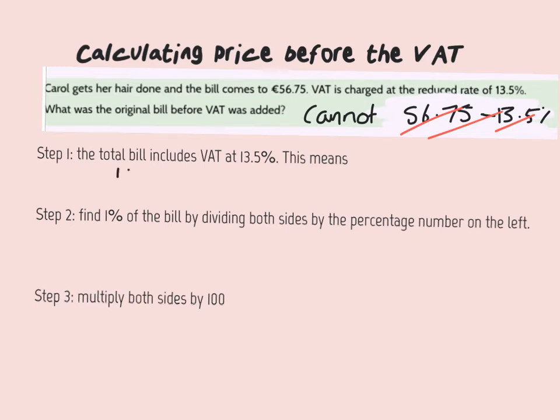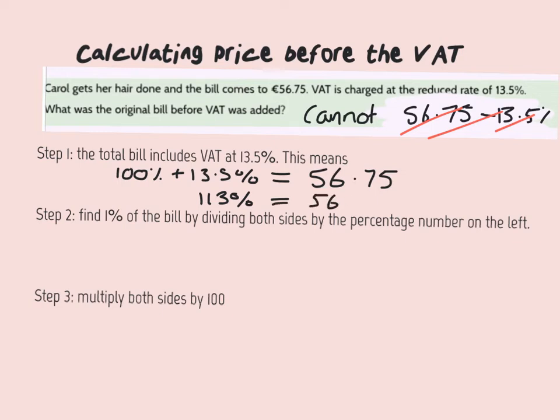So we have 100% of the cost plus 13.5% of the cost equals 56.75. So that tells me that 113.5% of the total cost is 56.75. Okay, and that's going to really help me for step 2. What I really want to find out here is what the 100% is. What's the cost before VAT?